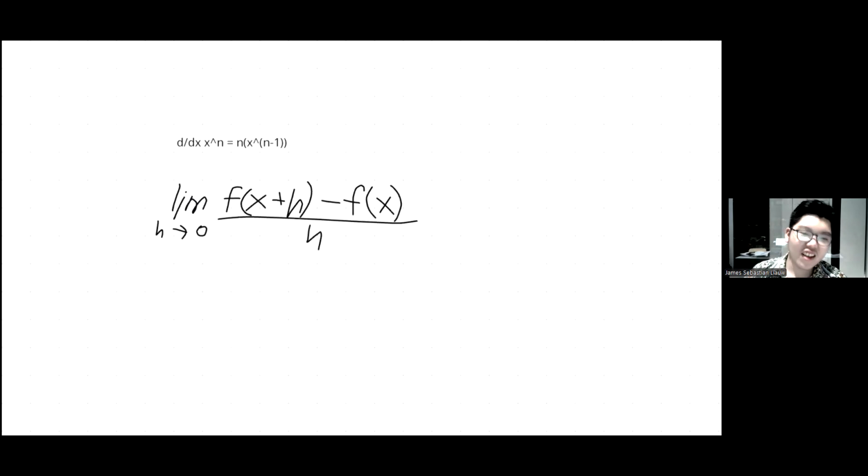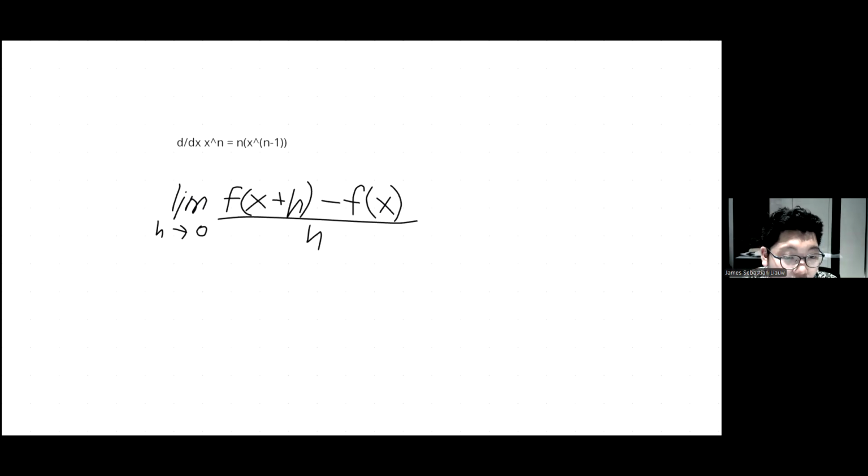formula is, of course, the limit as h goes to 0 of f(x plus h) minus f(x) over h. Well, if we immediately decide to plug 0 into that, everyone knows something divided by 0 is undefined. So we're going to have to be a bit smarter in how we approach this.